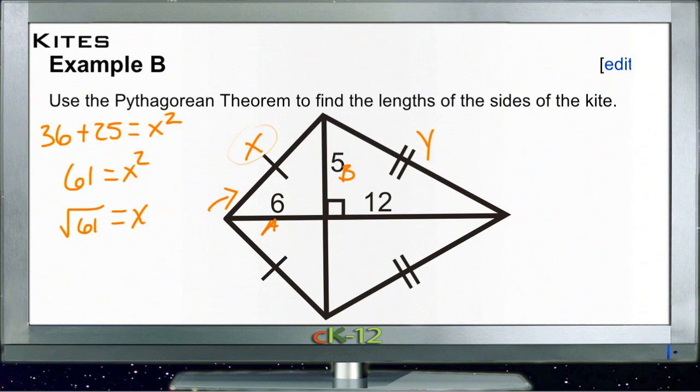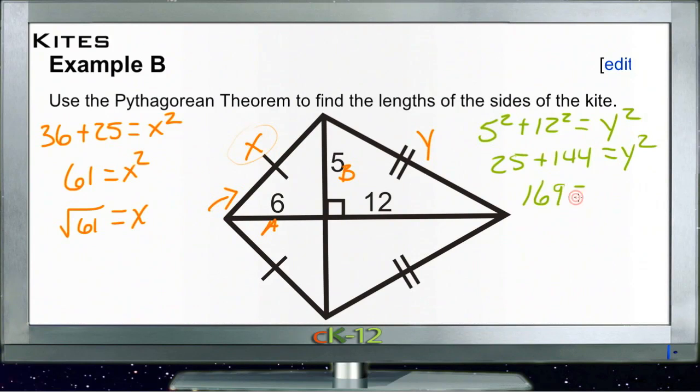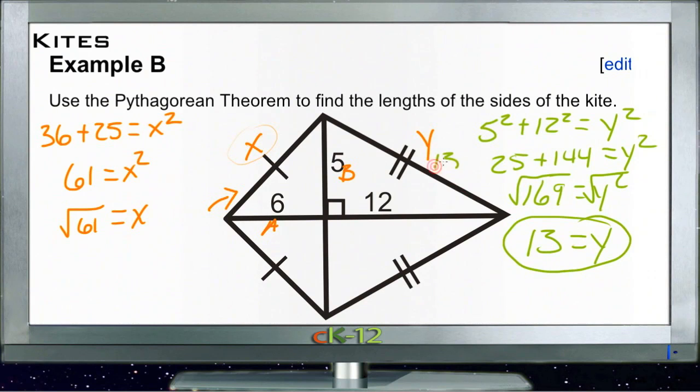Cool. And then for the other side, we have 5 squared. Oops, probably don't want to drag that color. Let's just draw with it, shall we? We got 5 squared plus 12 squared equals y squared. So we have 25 plus 144 equals y squared. 169. Take the square root of both sides, and we'll have y is the same thing as 13. So this missing side over here is 13 units.